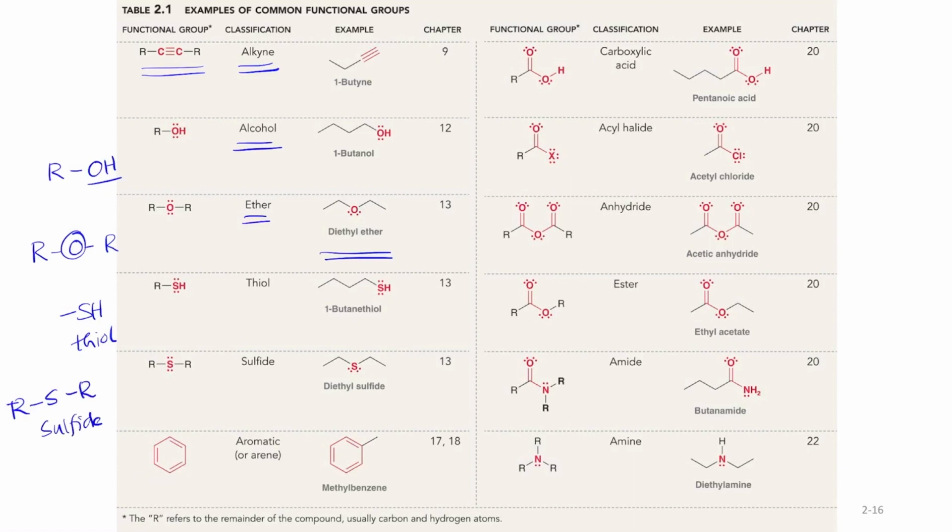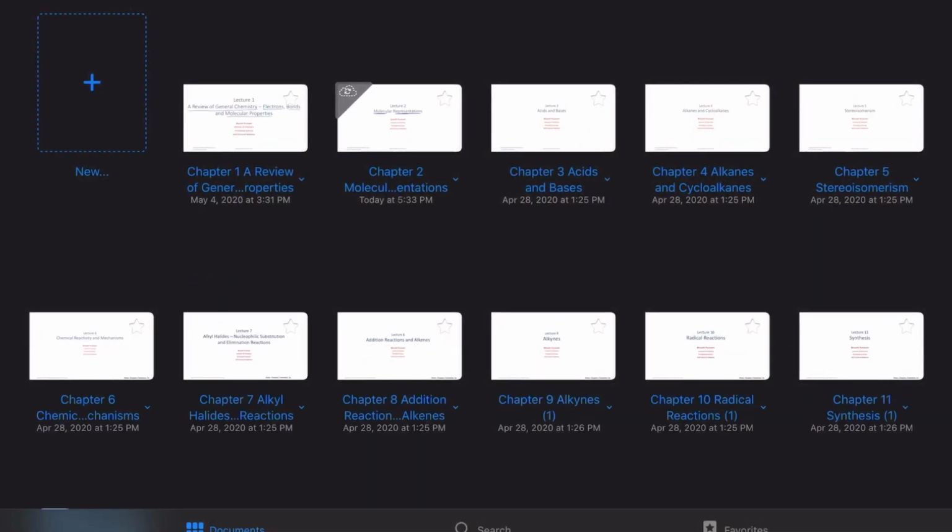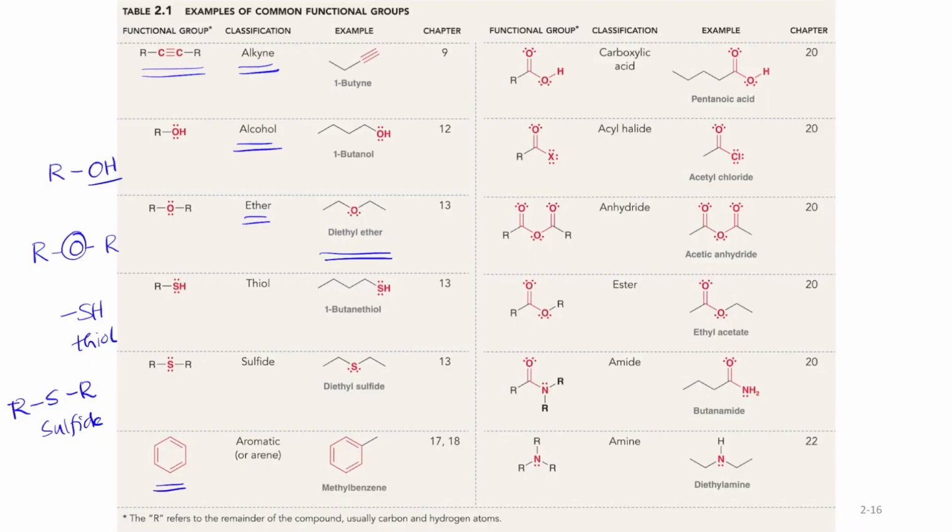Next, if you see a ring structure, this ring with six carbons and three double bonds is called an aromatic compound or arene. The best example of that is methylbenzene. We'll talk about it in general organic chemistry 2. And the next one is R, C double bond O, bond O, bond H. So COOH is called a carboxylic acid.